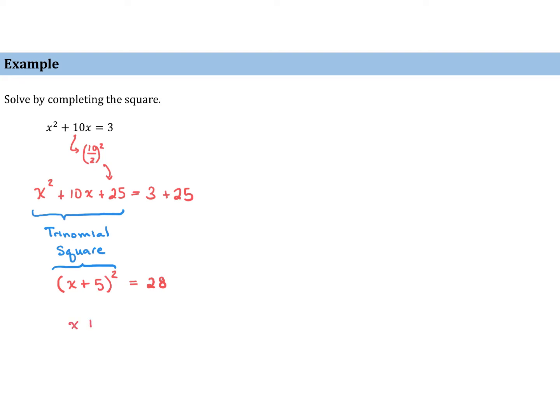So we have x plus 5 equals positive or negative square root of 28. Now it comes down to simplifying that radical and isolating x. So we have x plus 5 equals positive or negative, and 28 has a perfect square in it, so we get plus or minus 2 square roots of 7. Now let's subtract 5 from both sides.